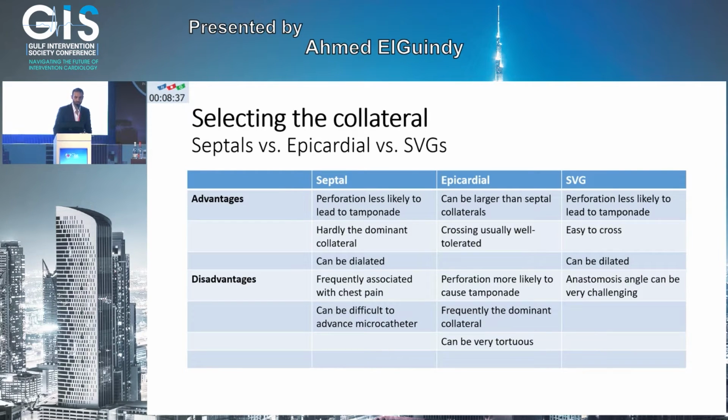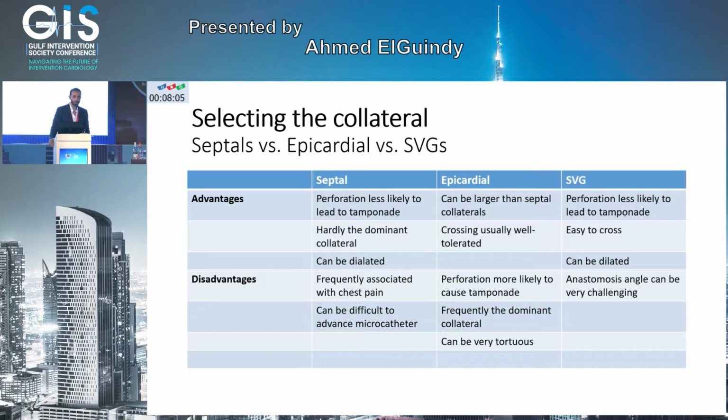So what collaterals exactly can we use? They can be septals, they can be epicardials, or an SVG. And each come with the advantages and disadvantages. With septals, A, they're safer. Perforation is very unlikely to cause tamponade, unlike epicardial vessels. They are hardly the single or dominant collateral, so while they can cause some chest pain, they don't cause hemodynamic compromise. And in difficult situations, the microcatheter is not crossing, they can be dilated.